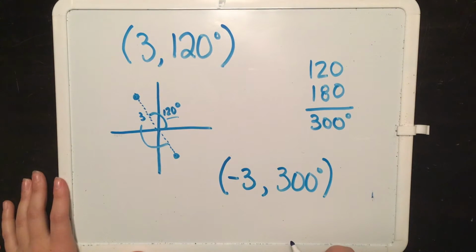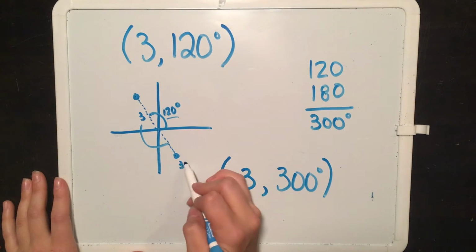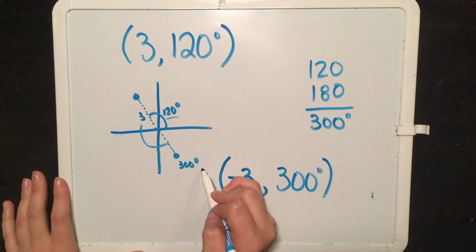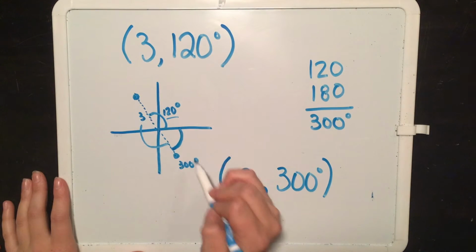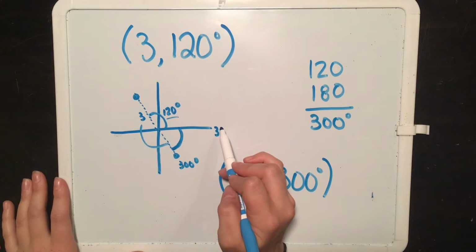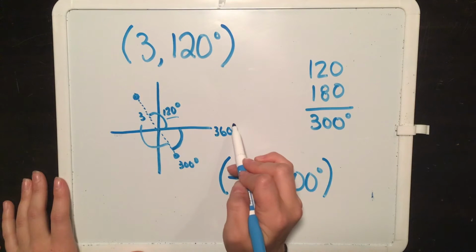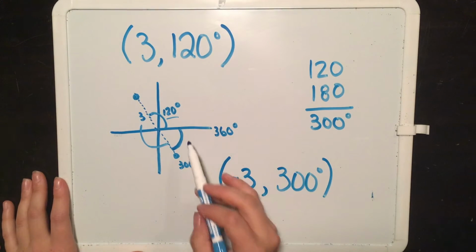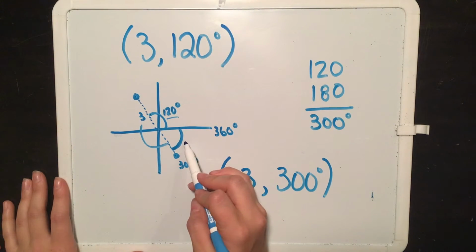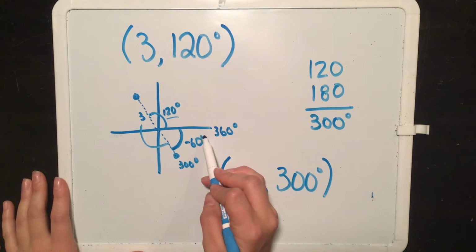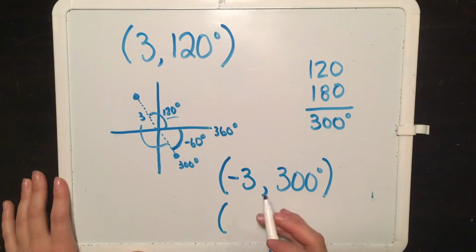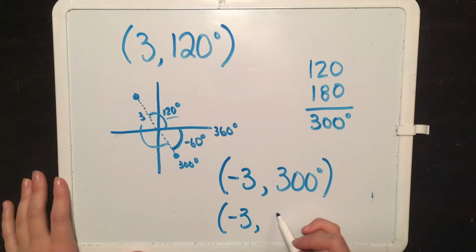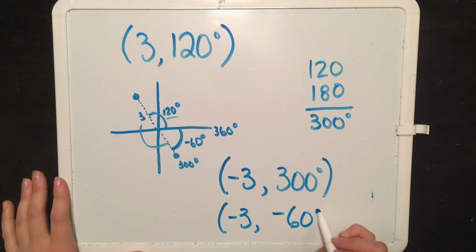We have more than one solution here because 300 degrees is also coterminal with a negative angle. How far away is 300 degrees from 360 degrees? This angle here is just -60, the difference between 360 and 300. So another coterminal coordinate would be -3, -60 degrees.